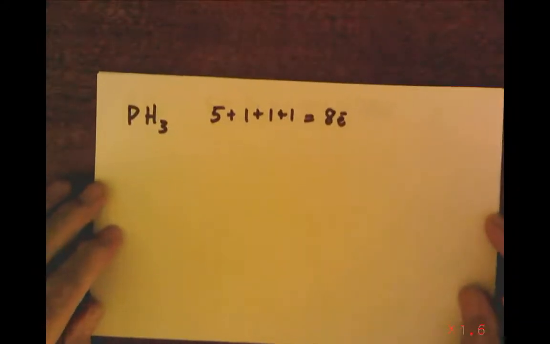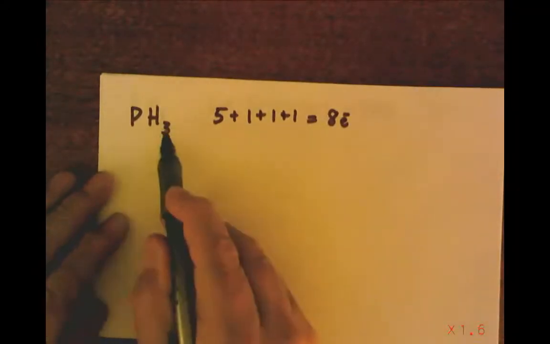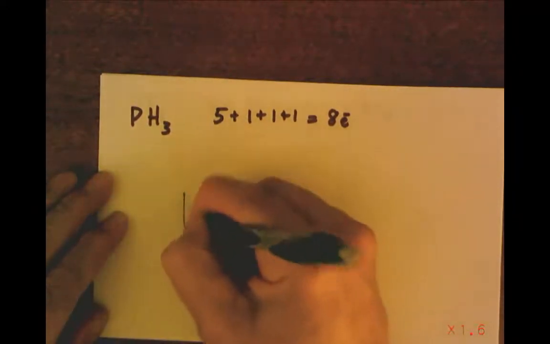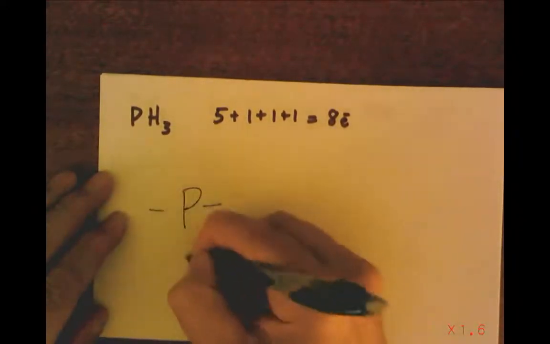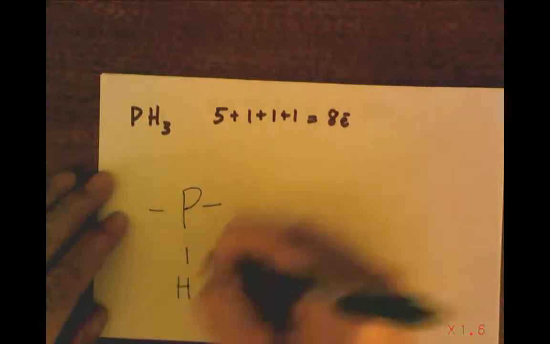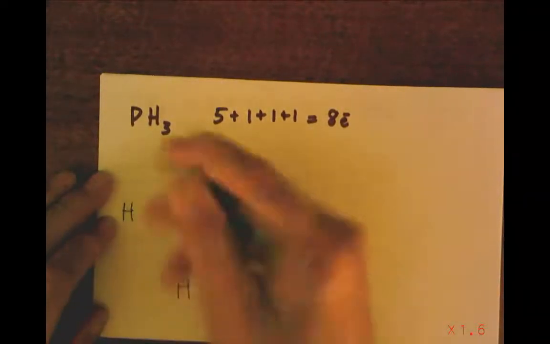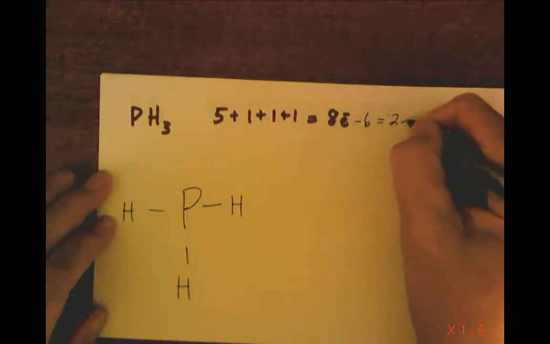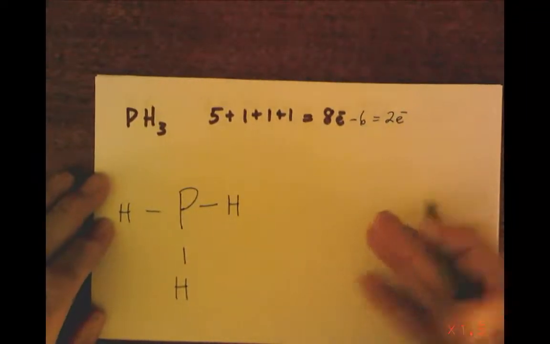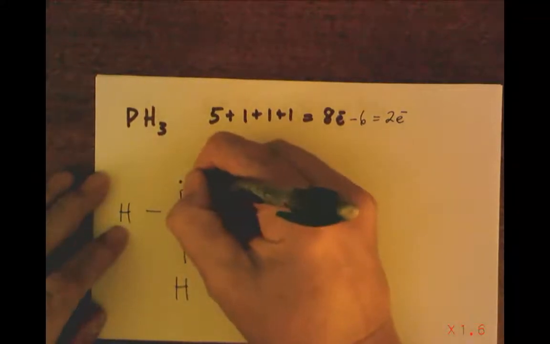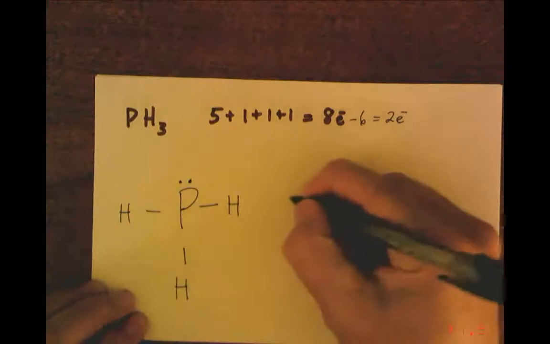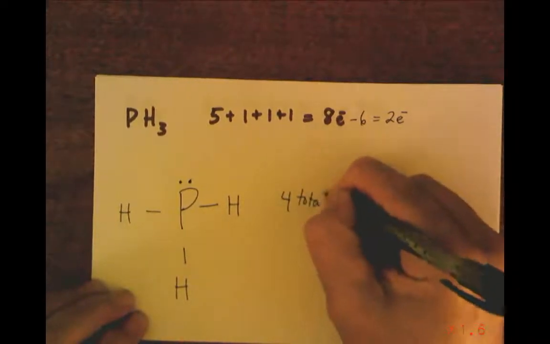Phosphorus trihydride, 5 and 1 for a total of 8 valence electrons. Okay, so 1, 2, 3, we got H, H, H. 2, 4, 6, we've used up 6 electrons. We've got 2 electrons left. Any remaining electrons go on the central atom. All right, what do we have? 1, 2, 3, 4. 4 total domains.